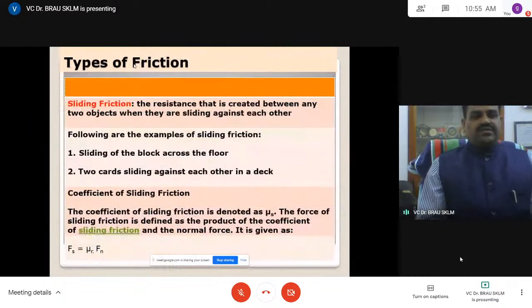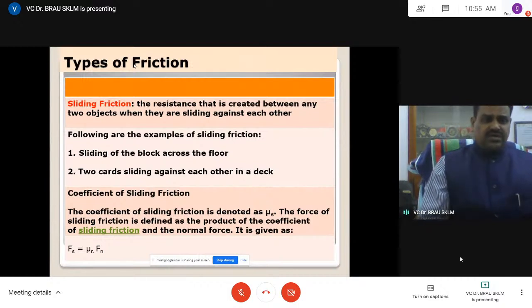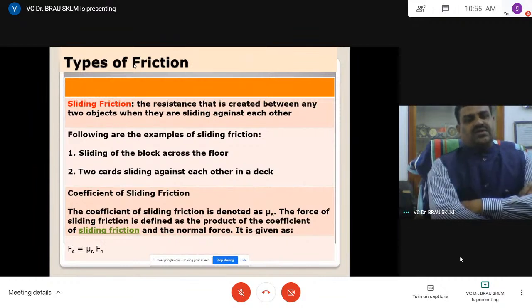Now let us come to each case, what are the examples and applications. Sliding friction is already defined previously, I hope you got the concept. It is when 2 objects slide between 2 surfaces of rough nature. Examples are the sliding of a block across the floor, 2 cards sliding against each other in a deck, moving machinery on a surface. These all are on a flat surface, with any rectangular shaped block.